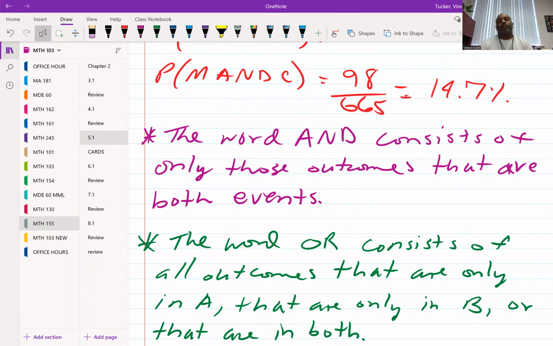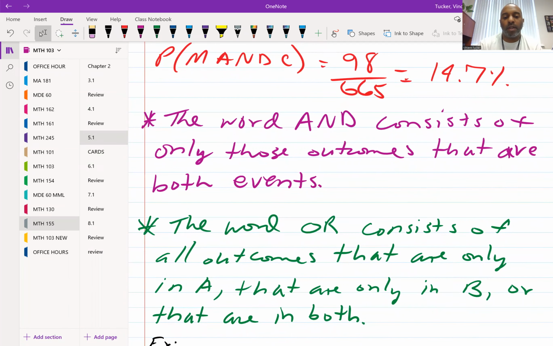All right, so the word "and" consists of only those outcomes that are in both events. So in other words, what they have in common. The word "or" consists of all outcomes that are only in A, that are only in B, or that are in both.